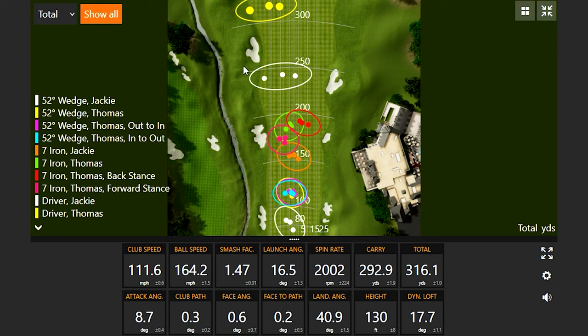Look at these dispersion circles on both of our drivers, they're almost identical, just obviously different distance. Just a little left of center, for both of us. Neither of us really hits a fade with our driver, so we're trying to hit that draw, and that was good.